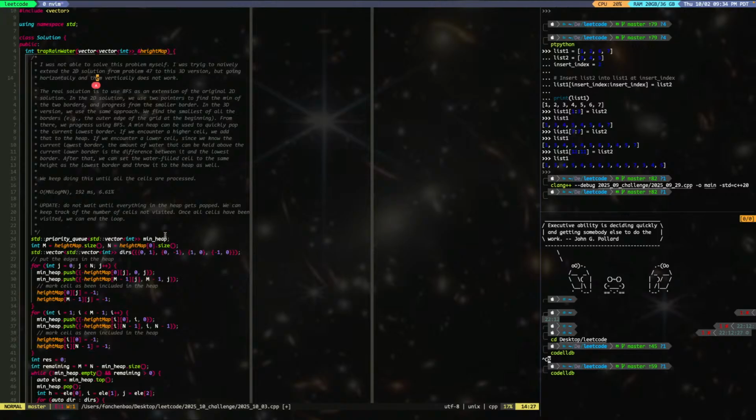Okay, so we have a priority queue, which is a min heap. Heap size, height size, and direction for the edges, so it's gonna be the outer edge. So what we're gonna push is the height.